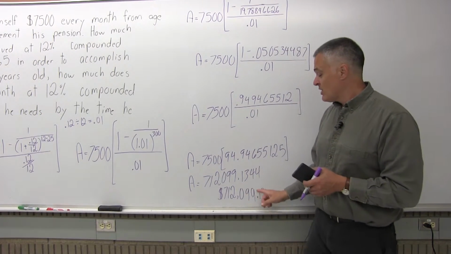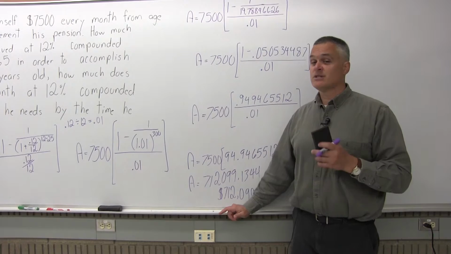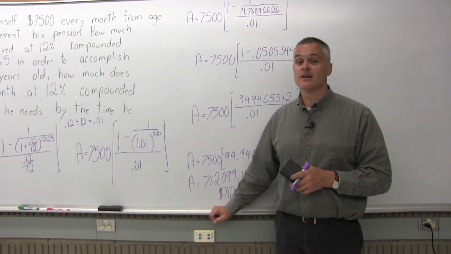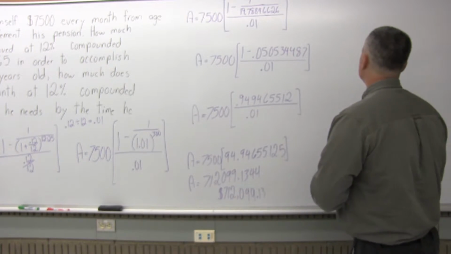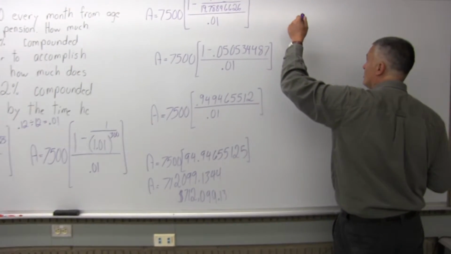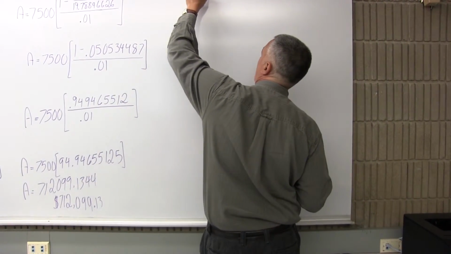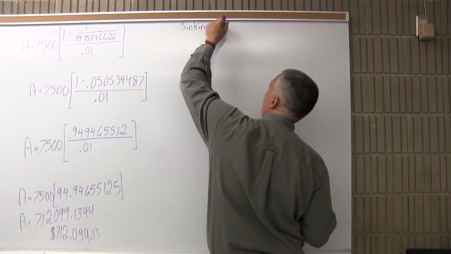So what happens? Alan knows his goal. He knows how much time he has to reach it. He knows the amount of interest he can earn. This is a sinking fund because you know the goal. So part 2 is a sinking fund question. I'll even write sinking fund.